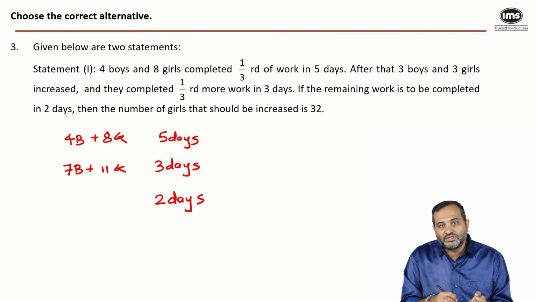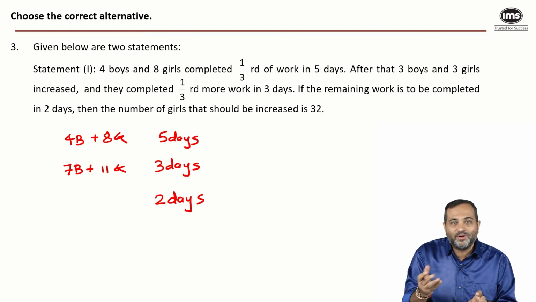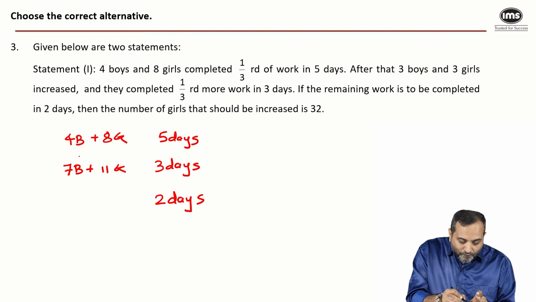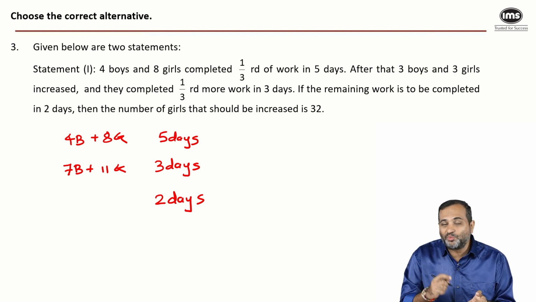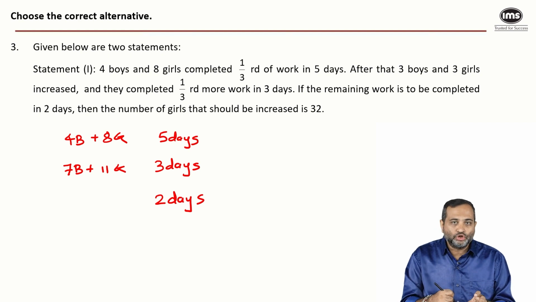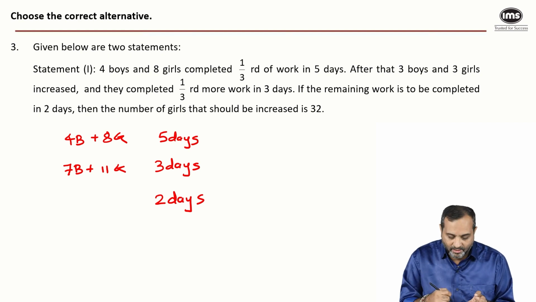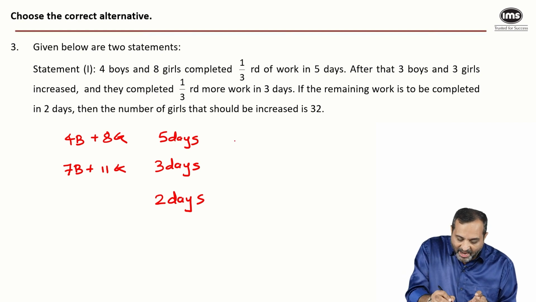So now I want to do the remaining work in 2 days. So the best thing to do is, let's find a relation between boys and girls. I know 4 boys and 8 girls will take 5 days. So instead of 5 days, let me assume I want to do the job in 1 day. Then how many boys and how many girls are required? Can I say I will require 20 boys and 40 girls?